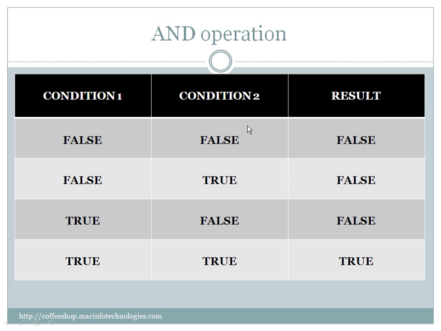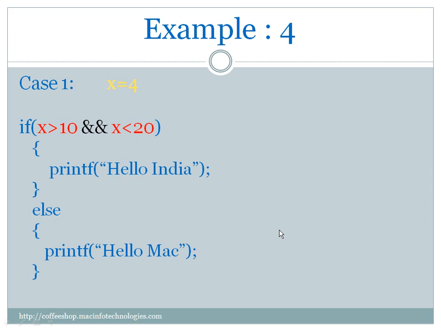So we'll see example 4. Before getting into example 4, we already saw the AND operation in the if structure video. Whenever all the conditions are true, the result evaluates to true. You should be very careful in the AND operation. All the conditions should be true for the result to be true.